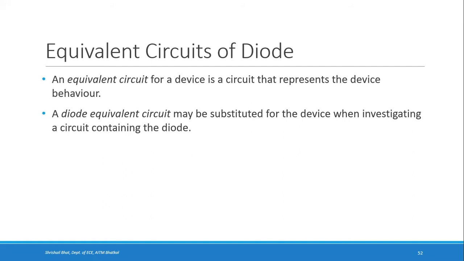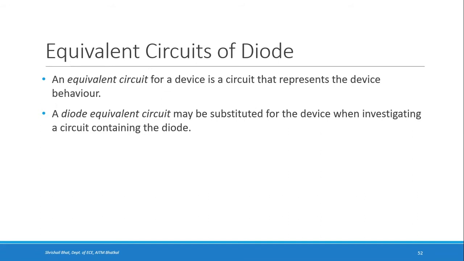So what is an equivalent circuit? An equivalent circuit for any device is a circuit that represents the behavior of that particular device. So instead of a diode, we can substitute some other components like some resistance or some voltage source, something which behaves like a diode, that can be used as an equivalent circuit of a diode. This equivalent circuit can be substituted for the device when investigating any circuit containing the diode.